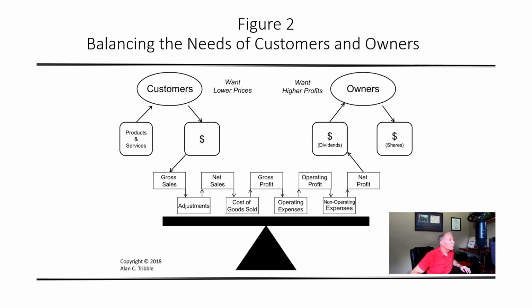The key thing to remember is that it's a balancing act. Your customers want cheaper products and services. If the scale tips in their favor, the result is less profit for the owners. The owners, of course, want higher profits. If the scale tips in their favor, the result is an unhappy customer base. The whole trick to running a successful business is to find that balancing point.